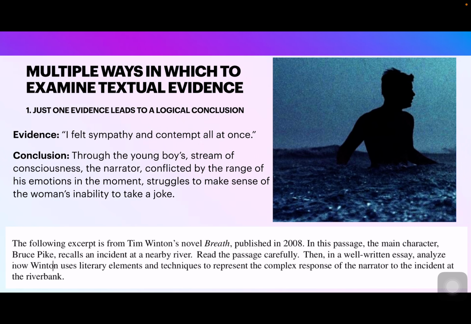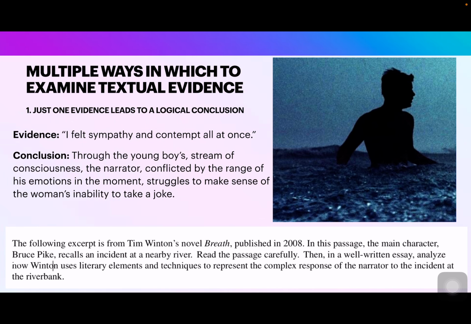So number 1 says just one evidence leads to a logical conclusion. Now this piece of evidence I think I found, I don't remember which line, but it was towards the end, and it looks pretty explicitly stated. It wasn't necessarily a dialogue, it was more like a stream of consciousness, but the narrator states, "I felt sympathy and contempt all at once." So that's a piece of evidence. If I were a detective and I found that, I would have to draw some sort of conclusion. So instead of me forming the conclusion first, I'm going to use the evidence. I'm going to work a little bit backwards to determine my conclusion.